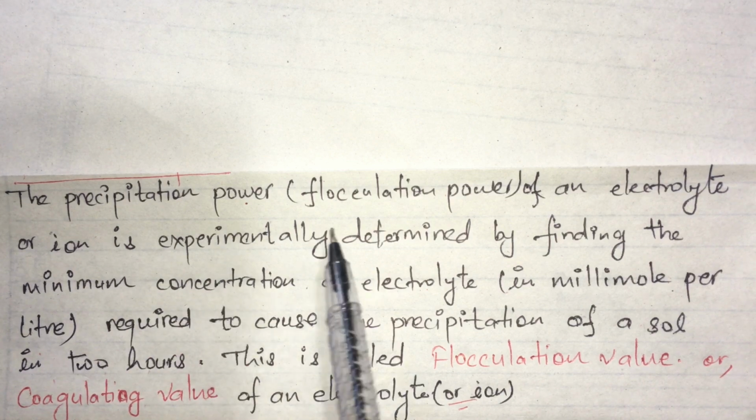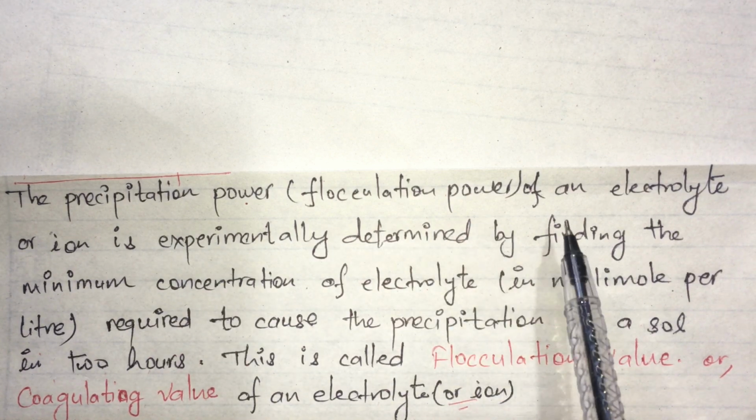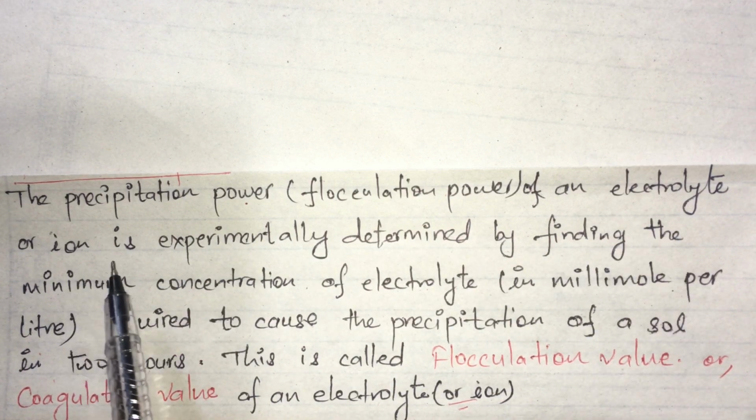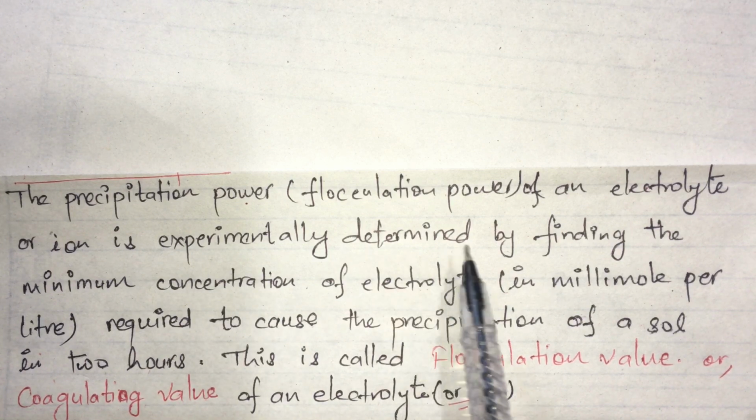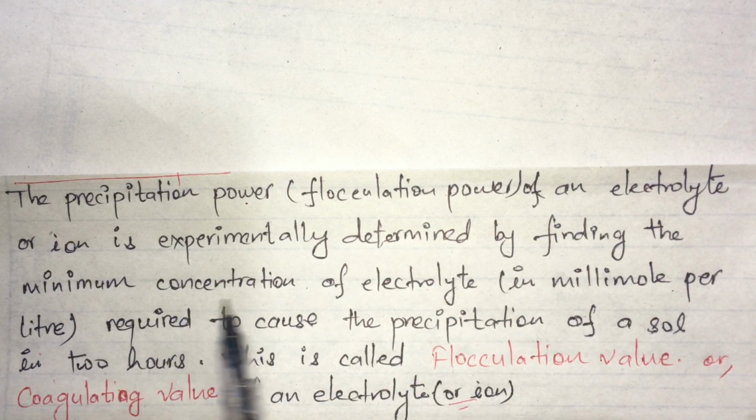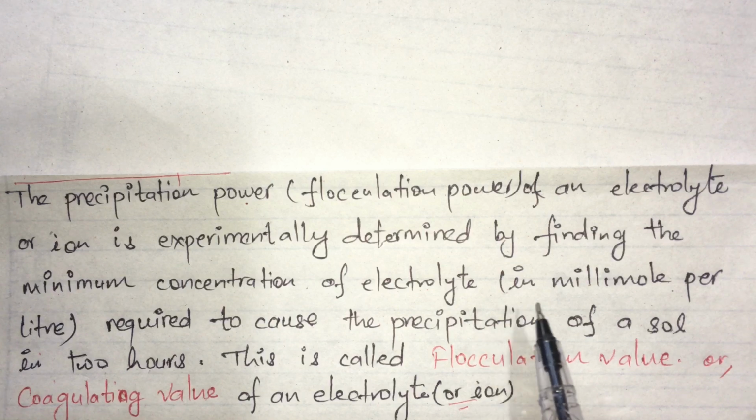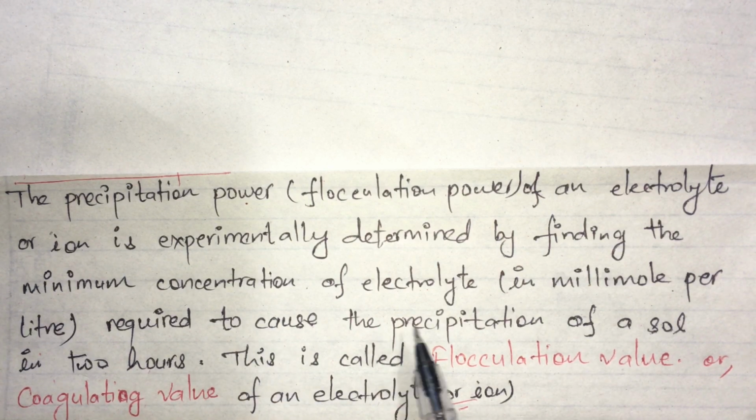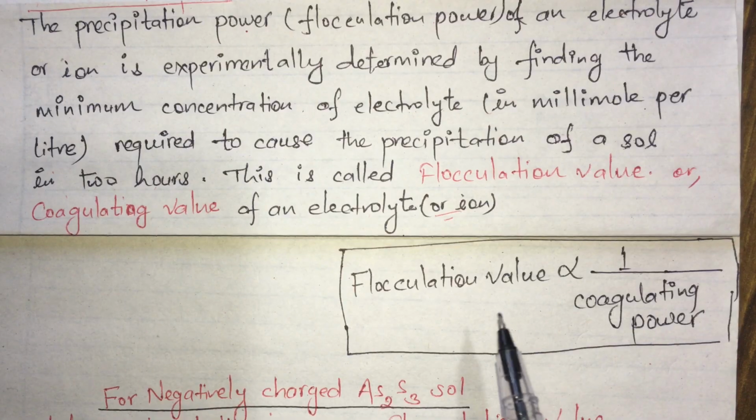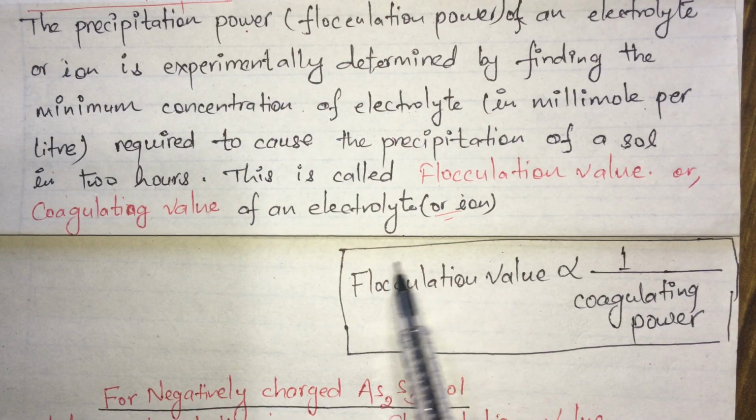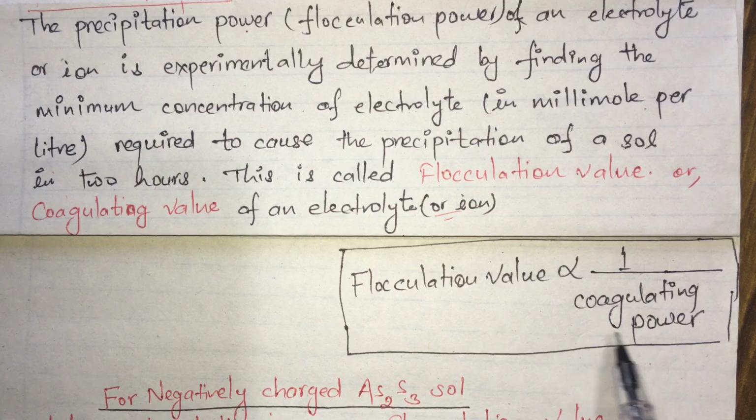The precipitation power, or flocculation power, of an electrolyte or ion is experimentally determined by finding the minimum concentration of electrolyte in millimole per liter required to cause the precipitation of a sol in 2 hours. This is called the flocculation value of an electrolyte or ion. So the lower the flocculation value of an ion, the higher the coagulating power of that ion.